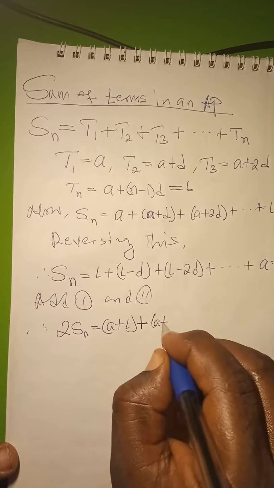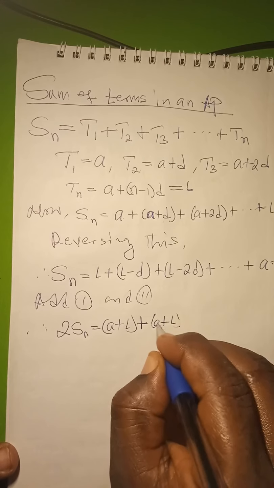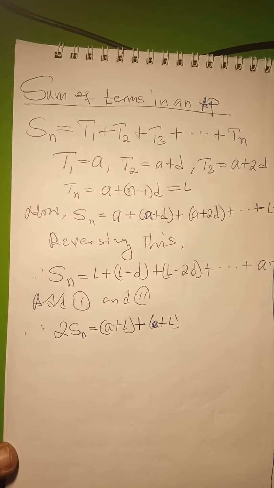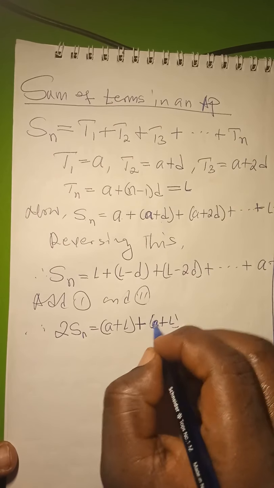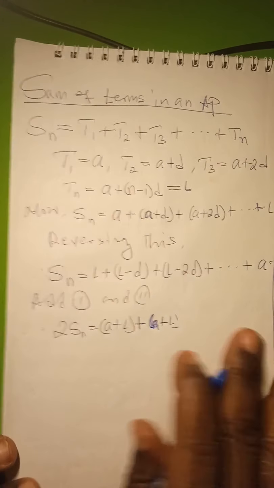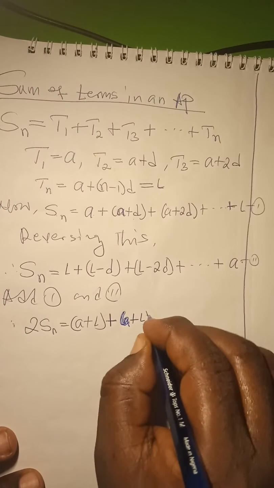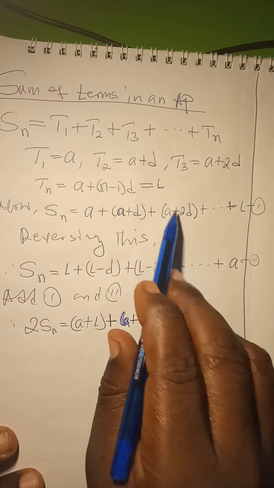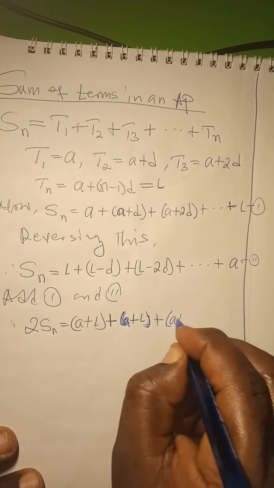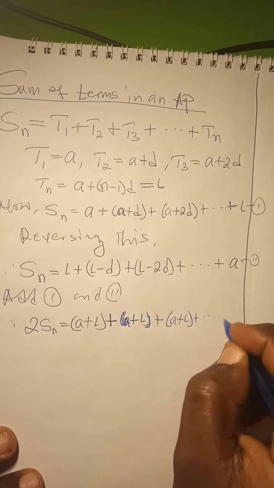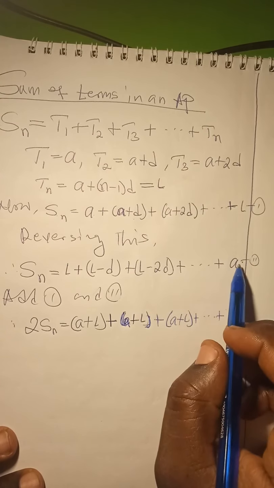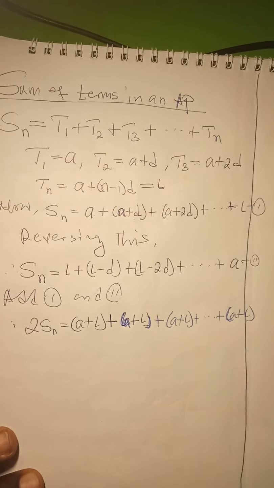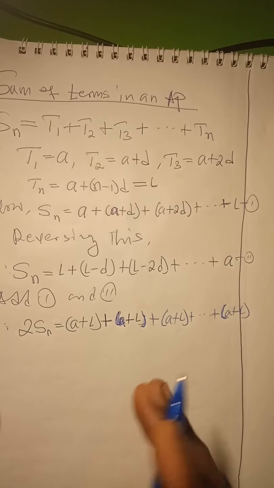You see, it is giving me something unique: A plus L here and A plus L here. Then the next one, if you notice again, 2D minus 2D cancels out. So A plus L again, A plus L, plus continuously up to the last term plus first term, A plus L. See that? That's what we're going to have. So now uniquely they are the same.